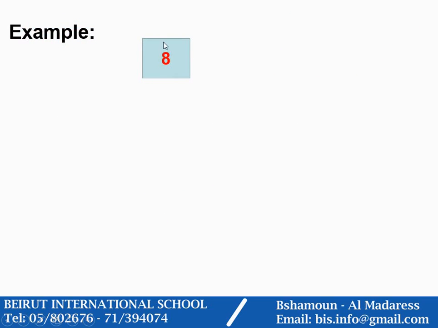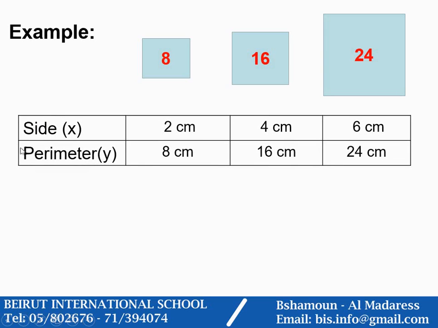You have here a small square of perimeter 8 centimeters, another square of perimeter 16 centimeters, and a third square of perimeter 24 centimeters. And we have here the table that shows us the side and the perimeter of each square. When the side is 2 centimeters, the perimeter is 8. While when the side is 4, its perimeter is 16. When the side is 6, its perimeter is 24.